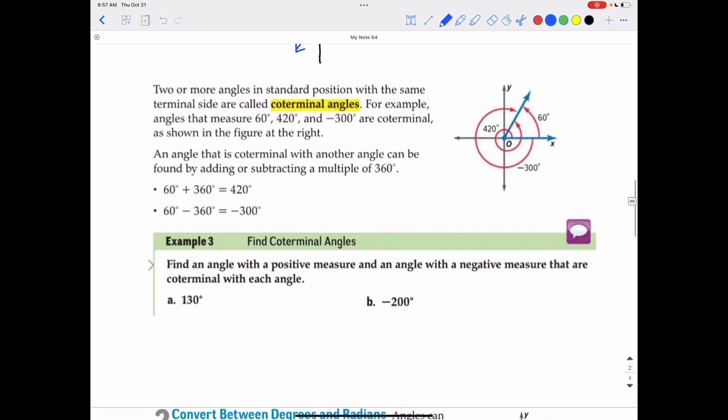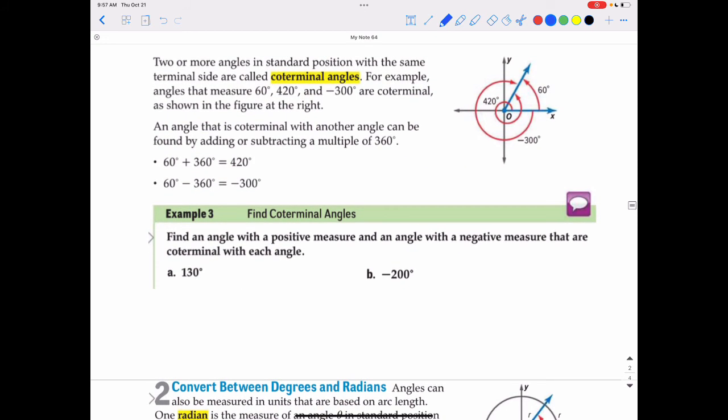So as already said, two or more angles in standard position with the same terminal side can happen. And when that happens, those are called coterminal angles. For example, in the picture to the right, we have a terminal side right here. But notice that there are different angle measures that could be used to go to that terminal side. I could go the short route and just go from here to the terminal side, and that would be 60 degrees. Or I could do a complete rotation, 360, and then go the 60 degrees for a 420 degree measure.